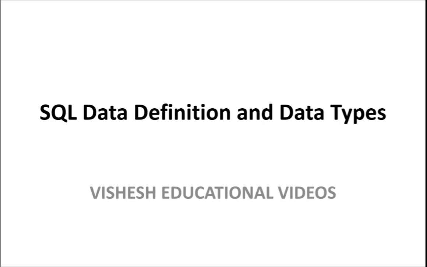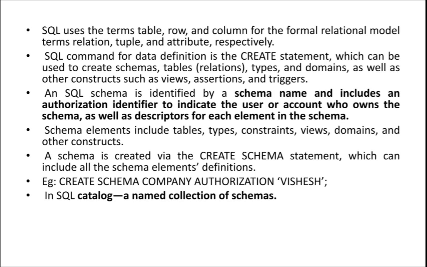So let me begin the explanation of data definition, that is, the create table statement of SQL, along with the different types of data types that are supported in SQL. So you know that SQL uses the terms table, row, column for the formal relational model. That means if I say a relational model, the information will be in the form of tables. Each row in the table is a record or a tuple, and each column in the table represents an attribute of the table. You know that, right?